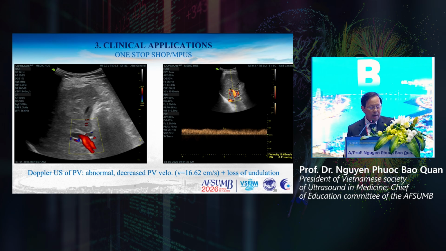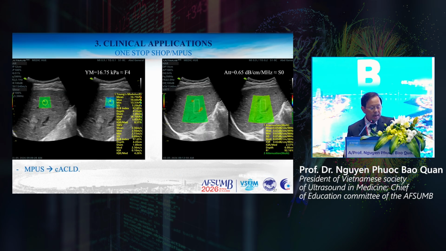And the patient has portal hypertension via the Doppler ultrasound of the portal vein. You can see the velocity of the portal vein is very low, and the spectrum of the portal vein has lost modulation. The patient was diagnosed by multiparametric ultrasound. We have the elasticity of the liver very high, corresponding to F4 with 16.75 kilopascal, and the patient has a little bit high fat.